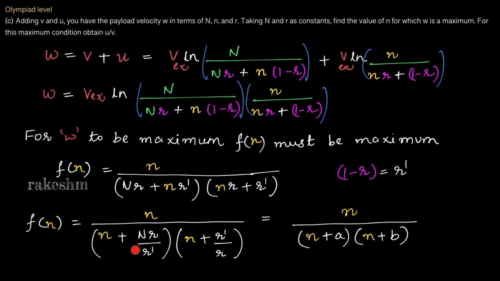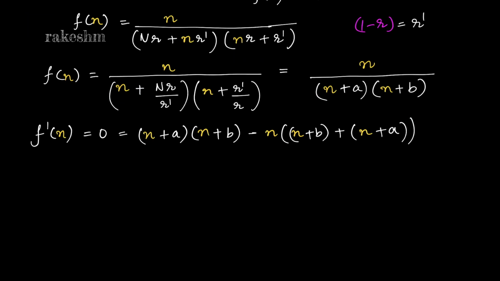To simplify it further, I'm taking capital NR by r dash as a and r dash by r as b. So what we'll do is differentiate this equation now and make it 0, and then we'll get the maximum value of f of n. So in the next step, we are differentiating this and equating it to 0. So this expression equals 0.